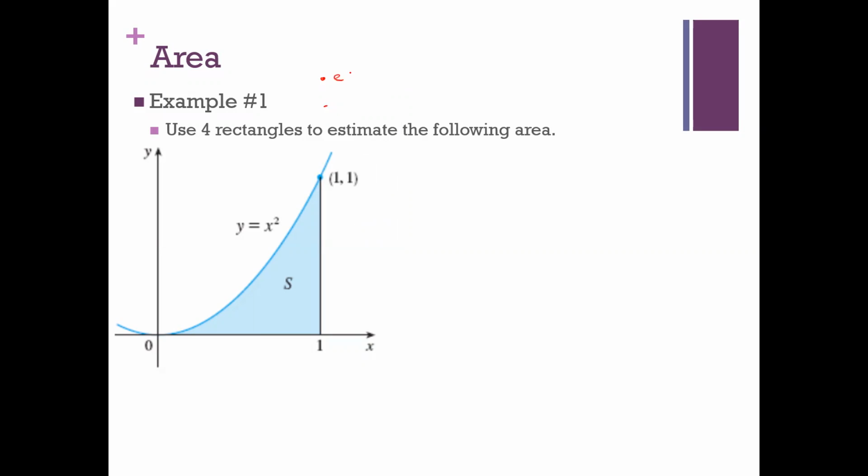I'm going to say this. I want to make the equally wide rectangles. And I want to sample at the right endpoints. So basically, starting from the right, my first rectangle is going to look like this. Go ahead and draw.